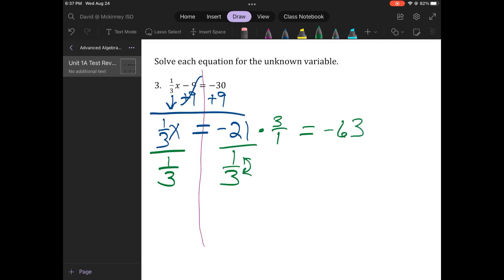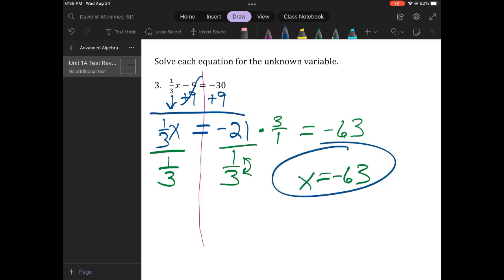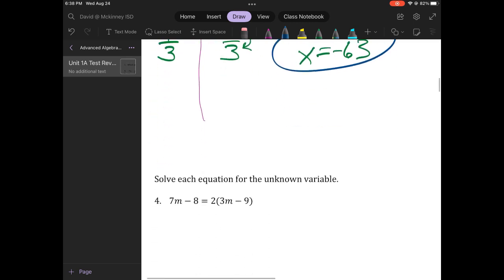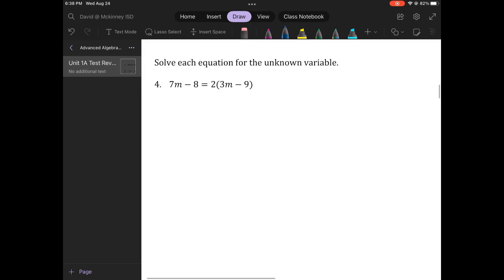I want to clean this up by making sure that I write x is equal to negative 63. I'm going to circle my answer, and then I'm going to move on to the next problem. This next problem involves distribution.